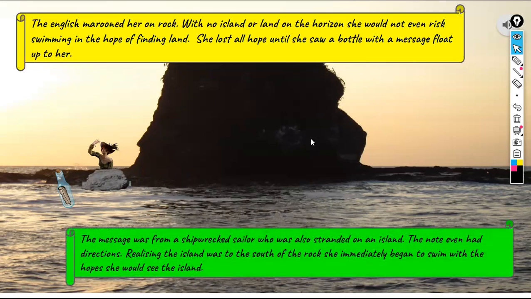The message was from a shipwrecked sailor. So there was another sailor somewhere on a different island who was also stranded. And he was throwing bottles with messages in the ocean. And one just happened to reach Elizabeth. So Elizabeth got some hope. So she began to swim in the direction she thought the sailor was stranded on. So everyone okay so far with the storyline?